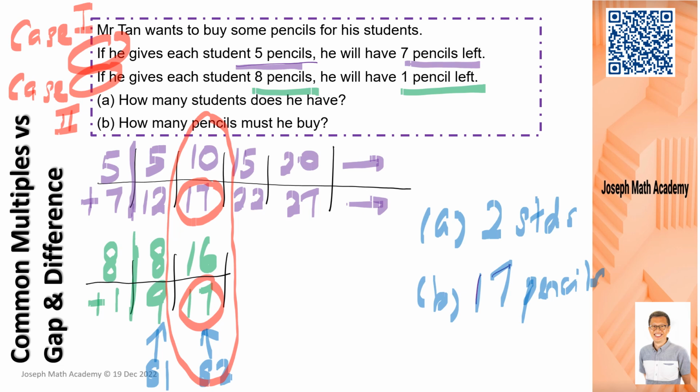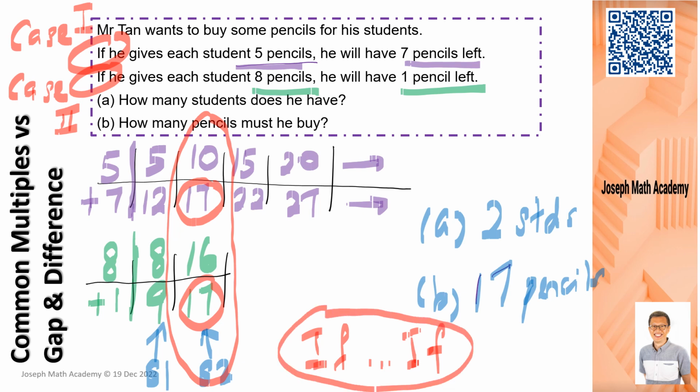Usually in the word problem, it has the word if. The word if appears twice. It's a double if question. So when you see a double if question, straight away you know that it has got to do with common multiples. Now, I'm going to use another method to solve this identical question using gap and difference in my next slide.